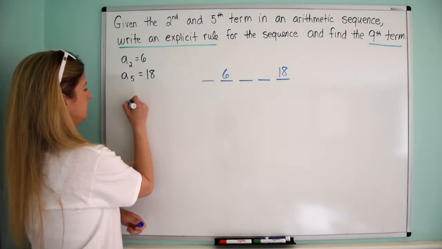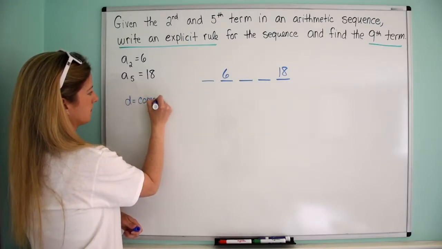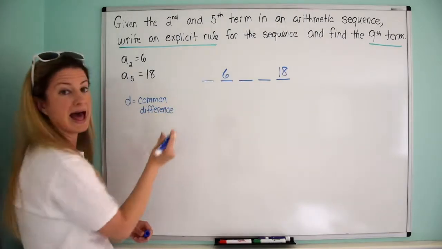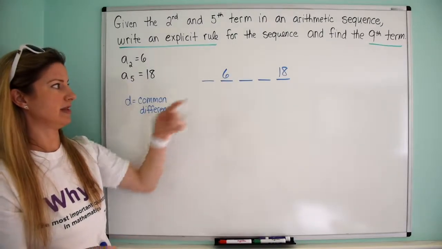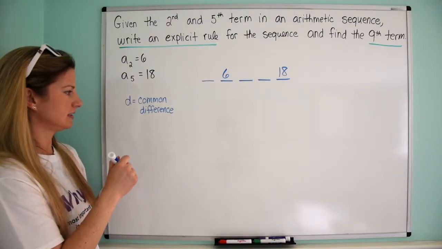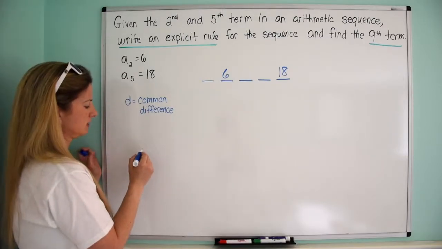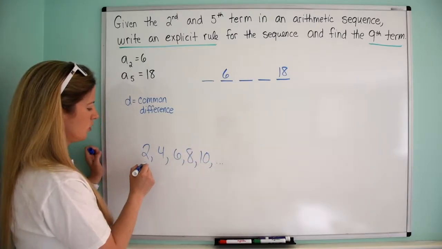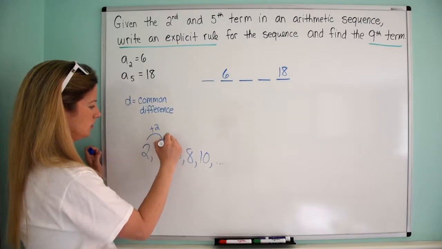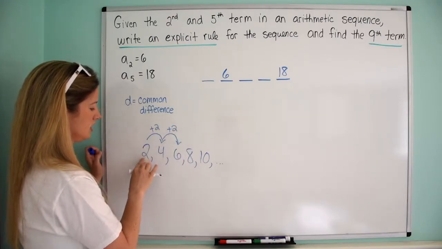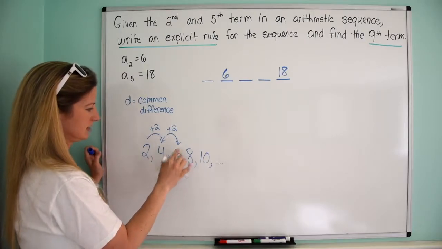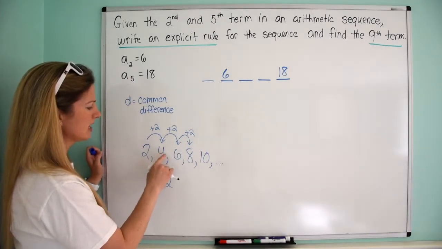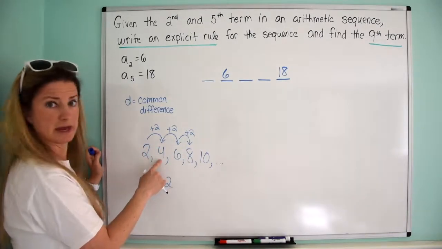So remember, d is your common difference, and that is what we add to the previous term to get the next term. Okay, so let's think about this. I'm just going to do a quick example that I'll then erase. Think about a sequence 2, 4, 6, 8, 10. To go from here to here, we added 2, and from here to here, we added 2. You add 2 to 2, you get 4. Add 2 again, you get 6. Add 2 again, you get 8. So in this case, your common difference would be 2. You just add it to the previous term to get the next term.